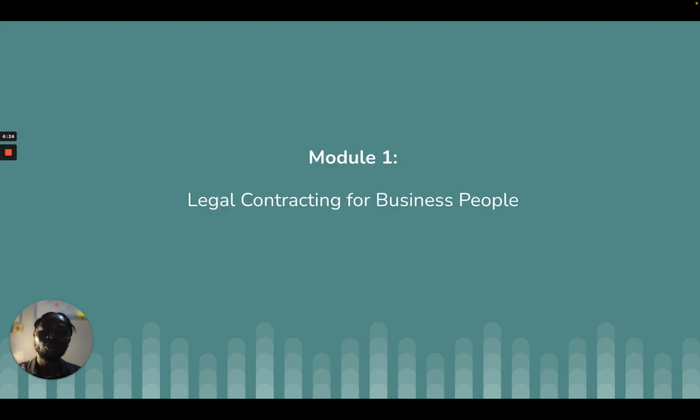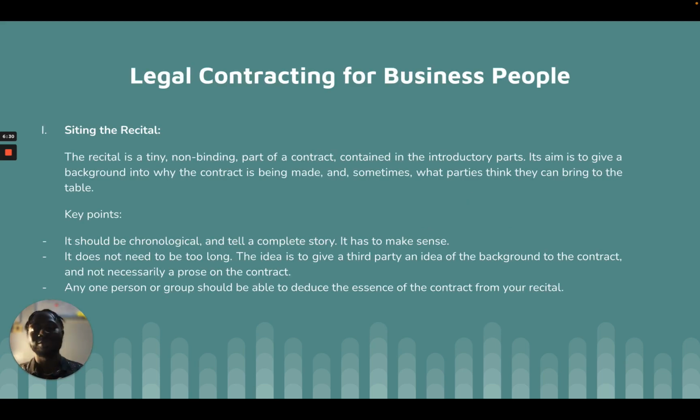So on that note, we'll be going straight into the first module, which is legal contracting for business people. Business people, because fintech practitioners are usually very business minded, like every other corporate, every other businessman in the corporate world. Really, they're very business minded, so they don't want you to stress them.